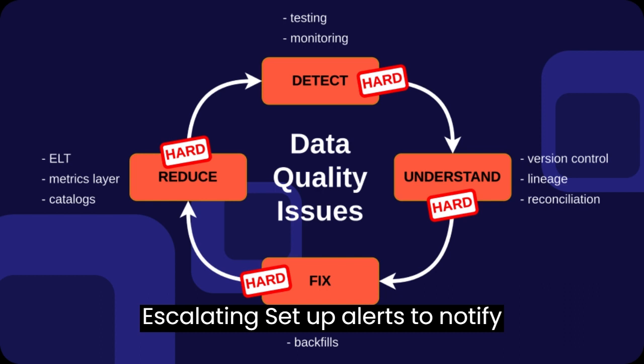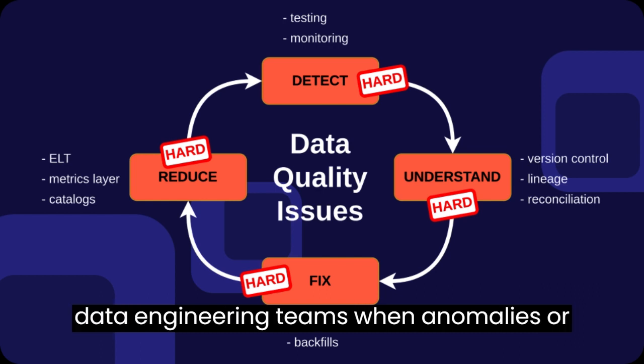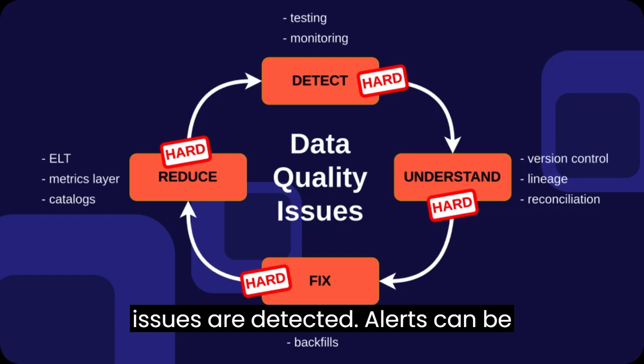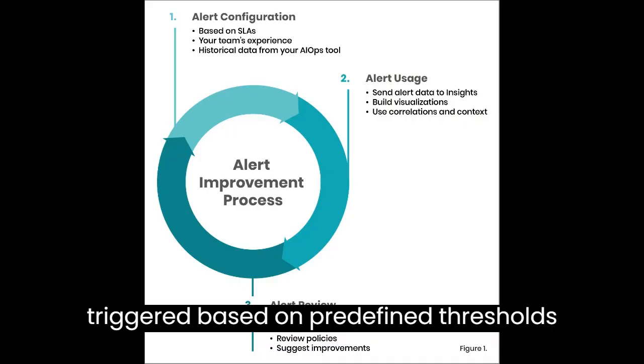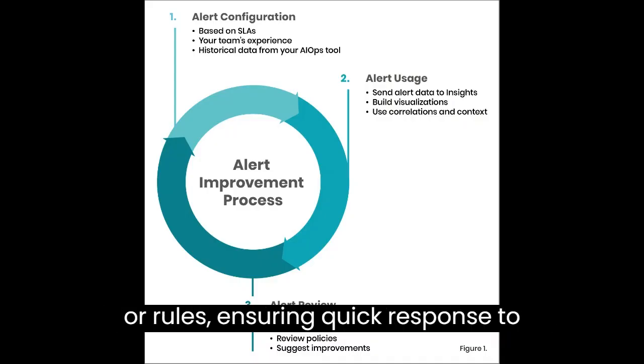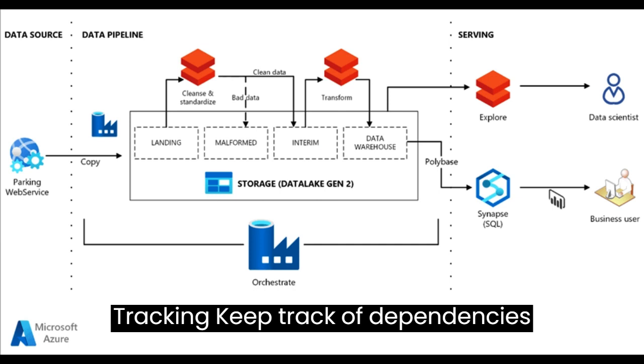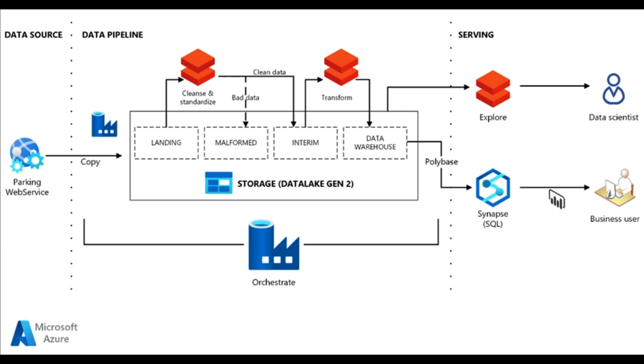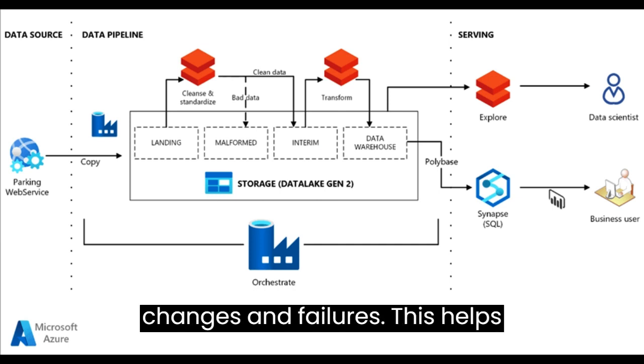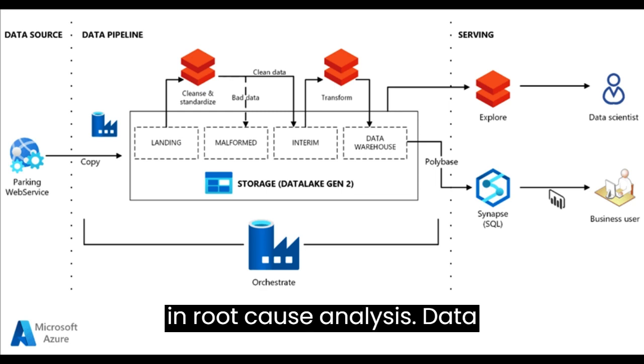Alerting. Set up alerts to notify data engineering teams when anomalies or issues are detected. Alerts can be triggered based on predefined thresholds or rules, ensuring quick response to problems. Dependency tracking. Keep track of dependencies between different components and pipelines to understand the impact of changes and failures. This helps in root cause analysis.